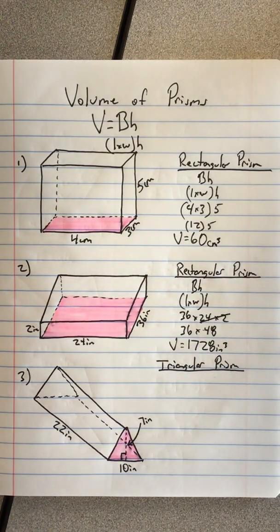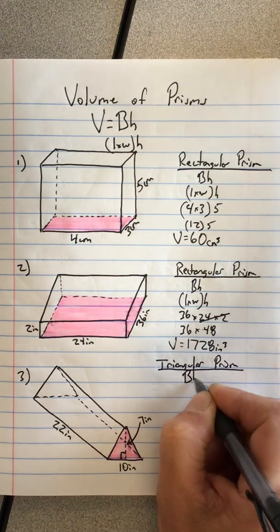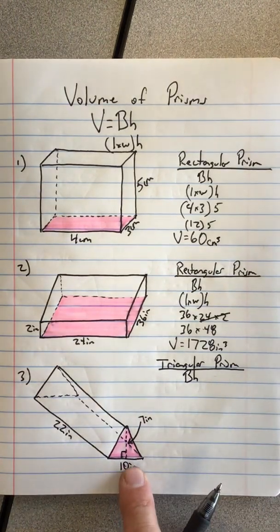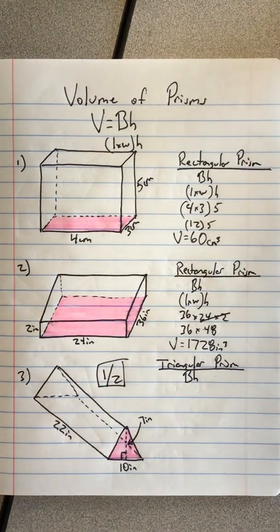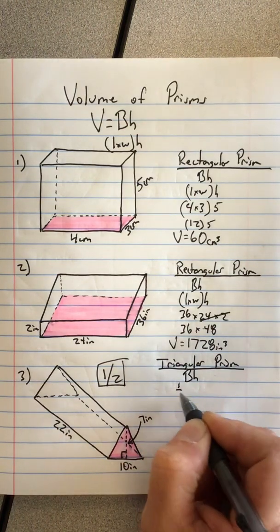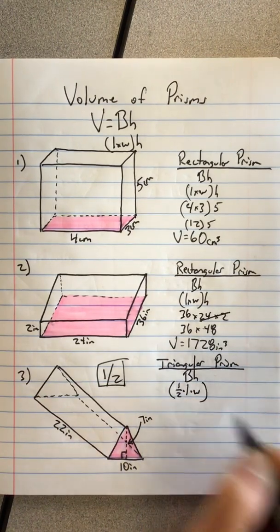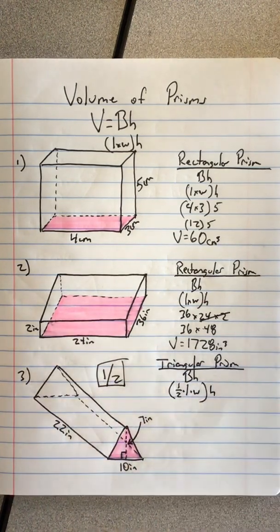All right, let's go to the third one. We said it's a triangular prism, so that means the base is a triangle. The formula is still base times height. The only thing that's different is the base, right? It's a triangle. And remember, a triangle is half of a square, okay? So for the base times height, it's half times length times width because it's half of a square. Then multiply that by the height. So focus on that triangle first.